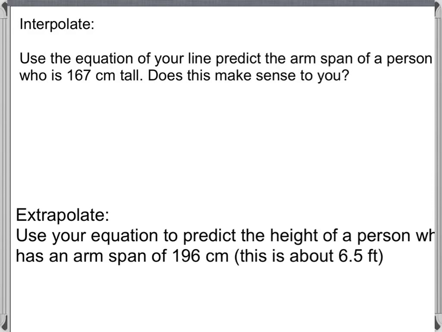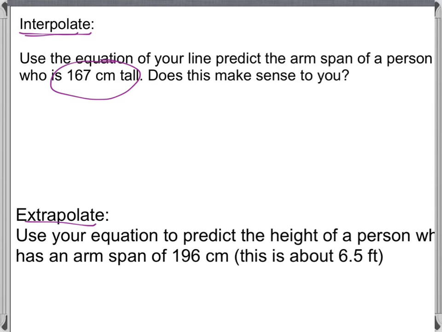Now, use the equation of your line. So we're going to do some predicting, okay? If we use the equation, there are two types of predicting: interpolation and extrapolation. Interpolation is trying to use the line of best fit, using the line to predict something within the range of the data set.